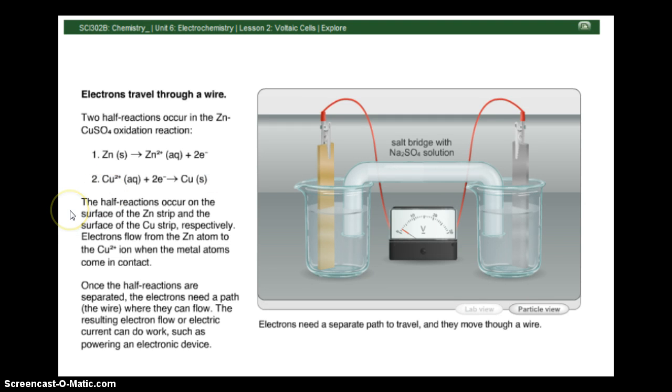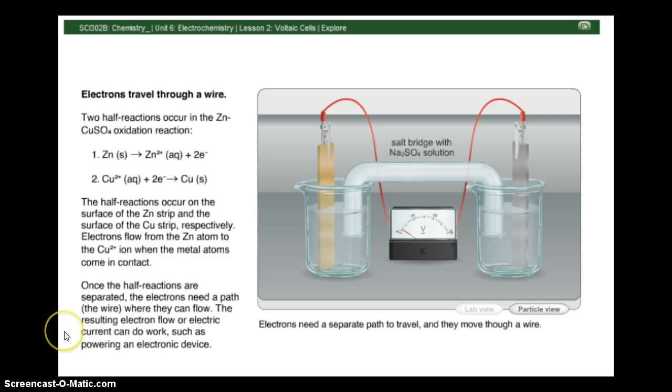All right, the half reactions occur on the surface of the zinc strip and on the surface of the copper strip, respectively. Electrons flow from the zinc atom to the copper 2 ion when the metal atoms come in contact. Once the half reactions are separated, the electrons need a path, the wire, where they can flow.